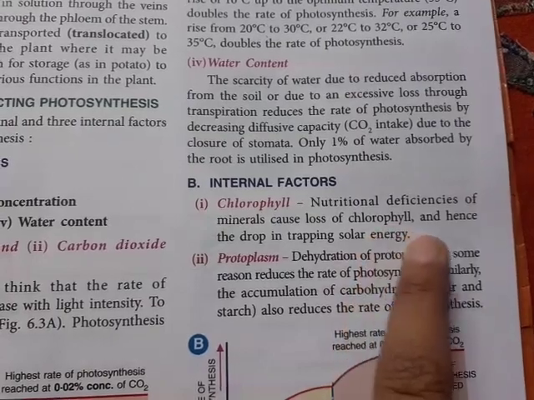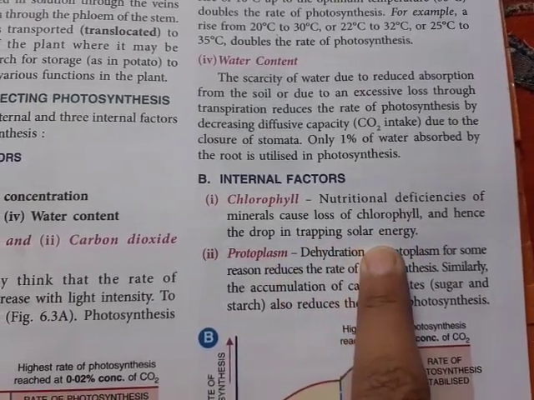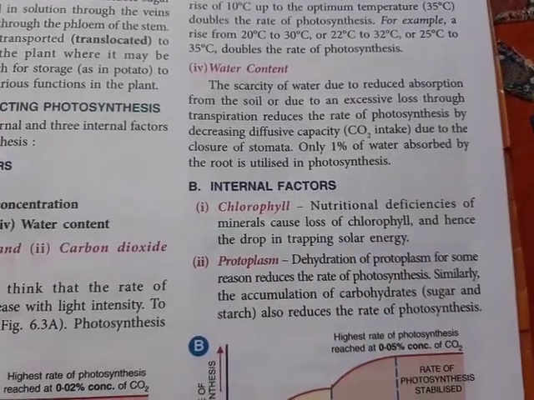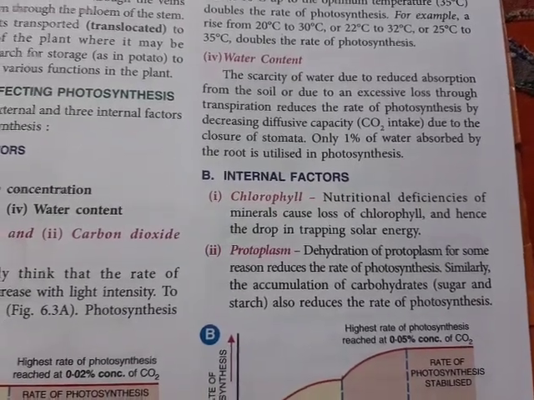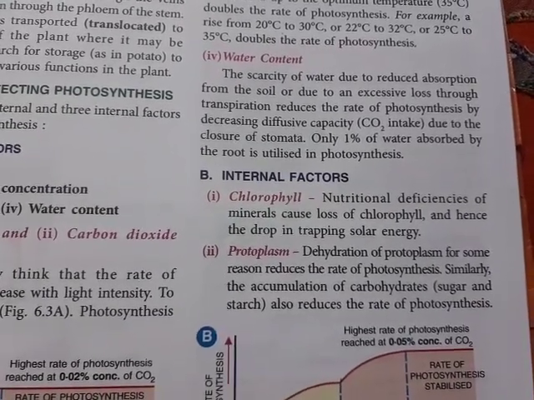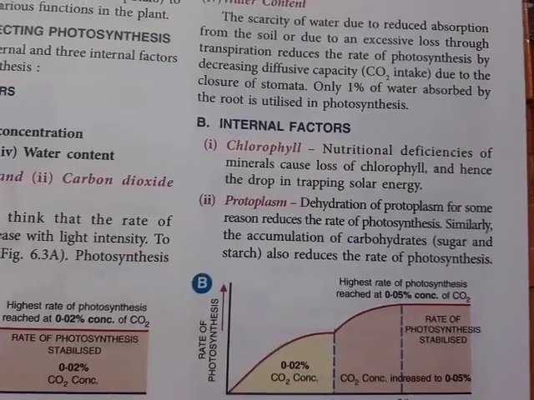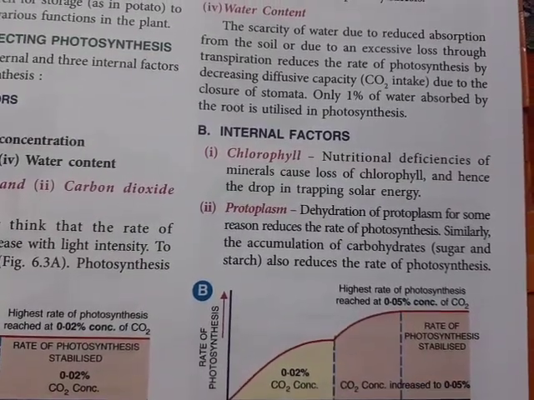That is, a nutritional deficiency of the minerals causes the loss of chlorophyll and hence a drop in trapping solar energy. So if the plant has any nutritional deficiencies, the nutritional deficiency of the minerals can lead to the loss of chlorophyll. Protoplasm: dehydration of protoplasm for some reason reduces the rate of photosynthesis.